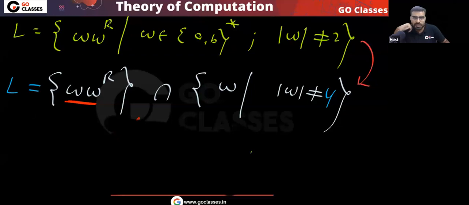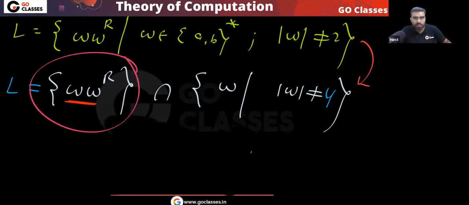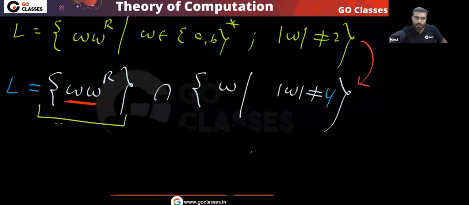Very simple. Here you have WW reverse such that W length is not equal to 2. If W length is 2, then its length will be 4, so its length should not be 4. So your final answer will be, I can say this language is WW reverse intersection this. Now you tell me, what is this language? This language is context free.